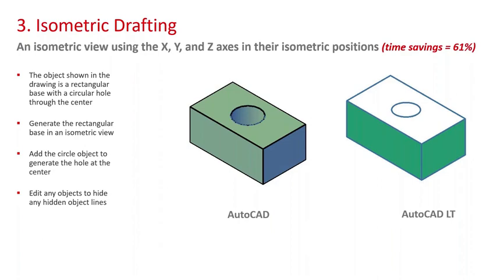Now, the object shown in the drawing is a simple rectangular base with a circular hole through the center. And again, we've got an AutoCAD view and we've got an AutoCAD LT view. Now, the AutoCAD LT view is purely 2D draftsmanship. So what we've done there is we've utilized what is called the ISO draft setting on the status bar, and we've drafted all of those lines at the 30, 60 degrees angles to get an isometric view of a base, and an ellipse there in the center of that top face.